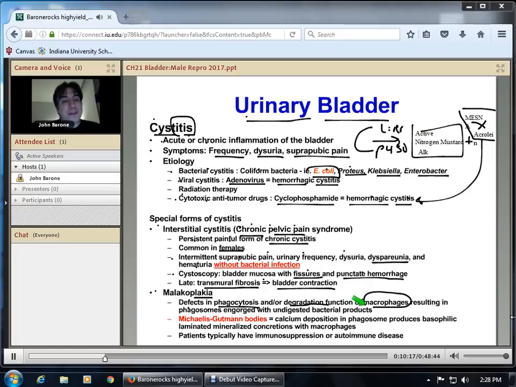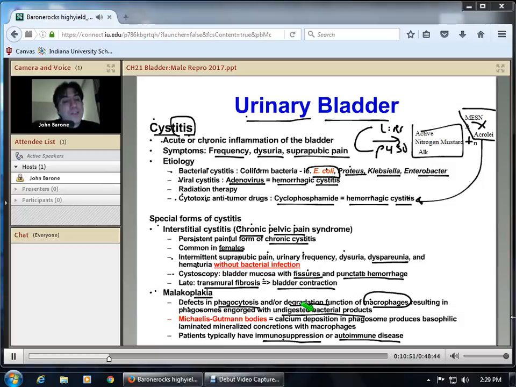Now the reason for this is usually because of immunosuppression. So there's something wrong with your immune system. So either immunosuppression or maybe an autoimmune disease, your macrophages are just not working properly. They're eating bacteria, but then they can't digest them. So it's like indigestion. So what happens to the bacteria? Well, they accumulate. The little broken down pieces accumulate, and they get calcified, and they become these calcified bodies. So you'll see inside the macrophage, phagocytes that are gorged with undigested bacterial products.